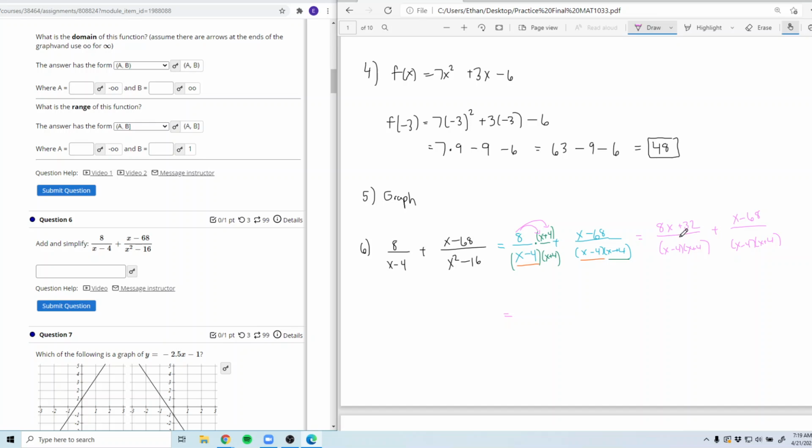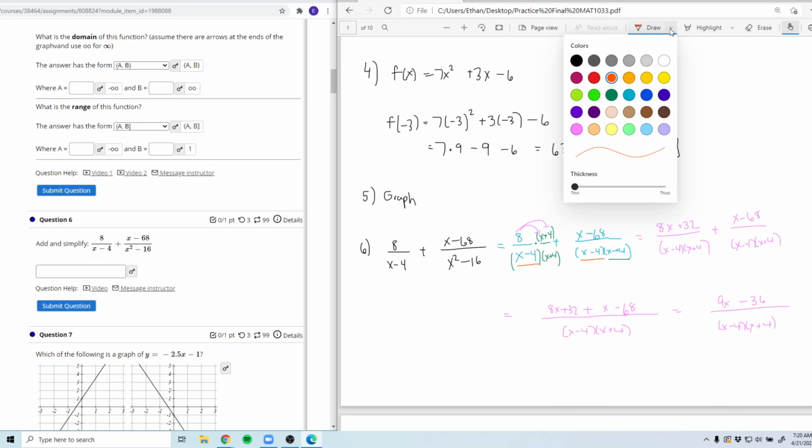And now we can combine them into one fraction because we have matching denominators. So we have x minus 4 times x plus 4, and then our numerators, we just add them together. We have 8x plus 32 plus x minus 68. Combine your like terms on the top. 8x plus x is 9x, and 32 minus 68 is negative 36. And that's over x minus 4 times x plus 4.